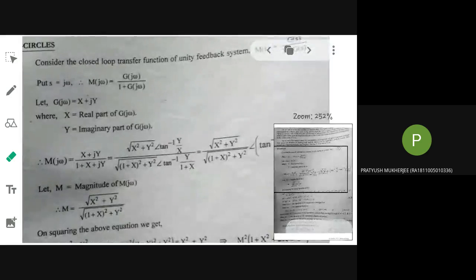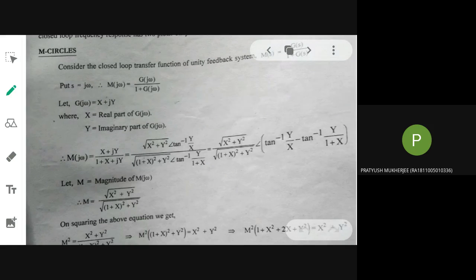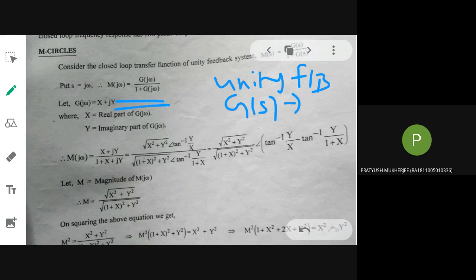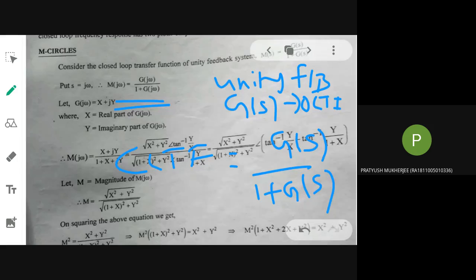Now we are going to prove these statements. Let's prove it for the M circle separately. There is a unity feedback system where G of S is your OLTF. So what will be your CLTF? If you are given a negative unity feedback system, the formula is G of S divided by 1 plus G of S. In this, you need to substitute S equal to j omega.